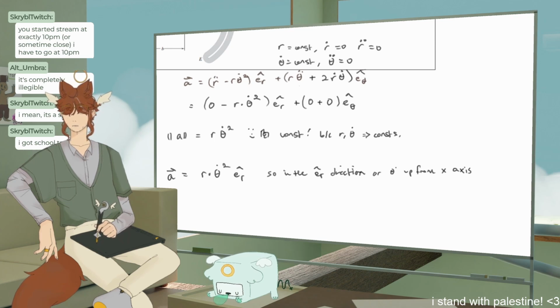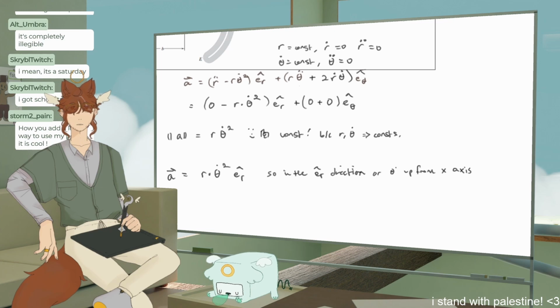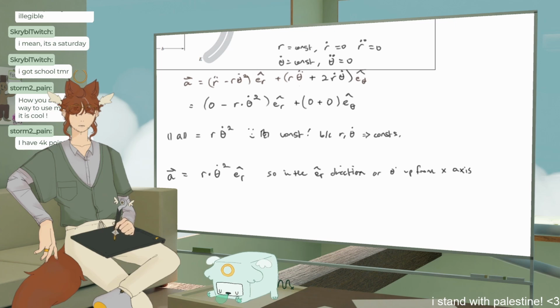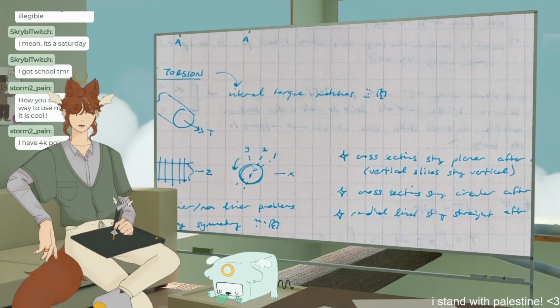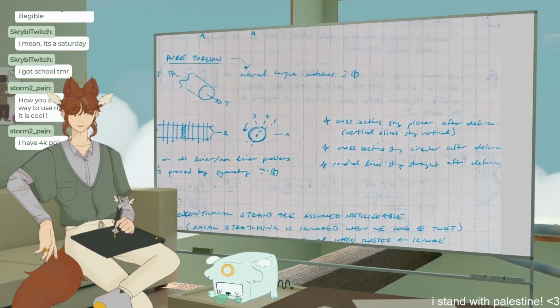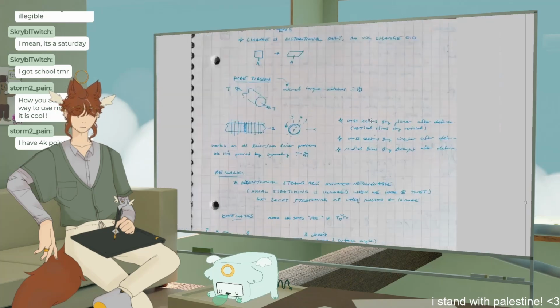Where is it? It's a Saturday. I got school tomorrow. It's a Sunday. But yeah, these ones are pretty illegible. Oh, you add a lot of way to use my points. It's cool. Oh, thanks. This is pretty illegible, but to be fair, this is a fast lecture. I have 4K points to use. Oh my god, you have so many points. Look at this. I can read this though.